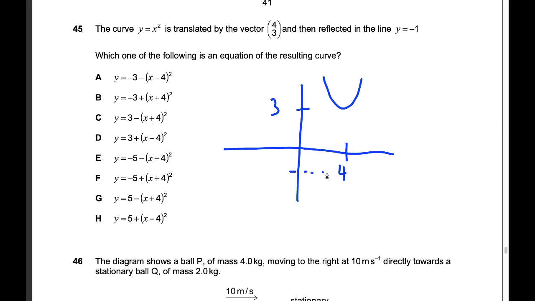y equals -1. So this is -1. That distance there is 4 to the minima of this curve. So it's going to be reflected so that the 4 is down here as well. This distance has to be 4, so that distance has to also be 4. So the position of the minima is going to be at 4, negative 5. So it's negative 5 in the y direction, and it's 4 in the x direction.